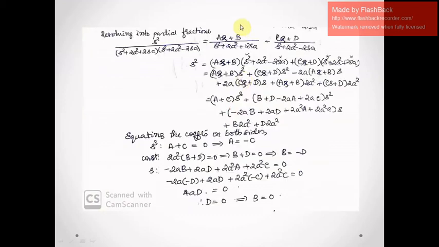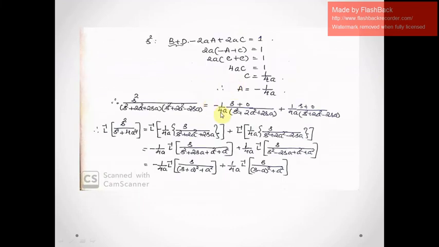A into s was here, so minus 1 by 4a into s. C was 1 by 4a into s. This d we have already got as 0. So this term is reduced into partial fractions. Next, the inverse of the original function is the same as the inverse of this function.